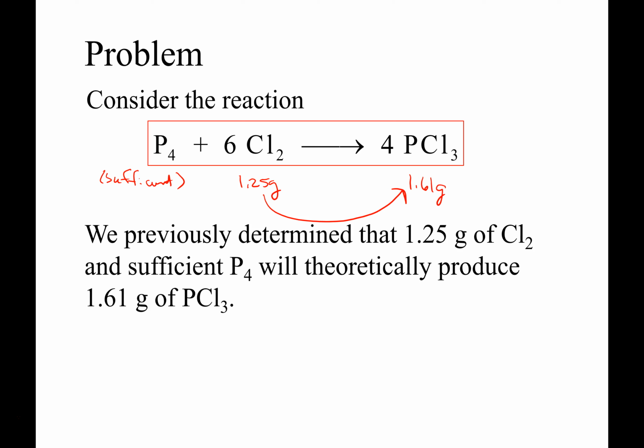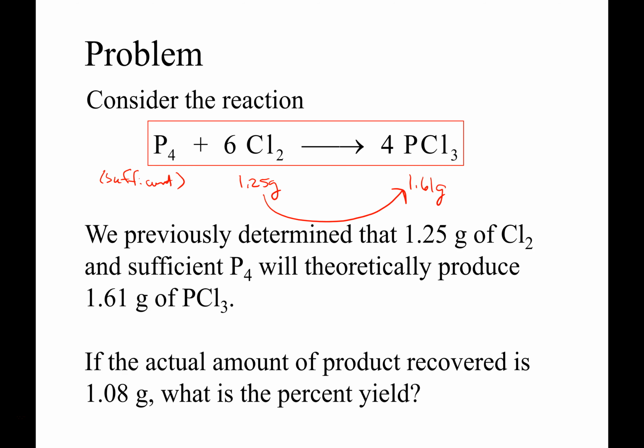Let's say you went to the lab and you measured out that mass of Cl2 with sufficient P4, and instead of 1.61 grams, and I mentioned they're usually low, instead of that you actually got 1.08 grams. So that is what we call your actual yield.